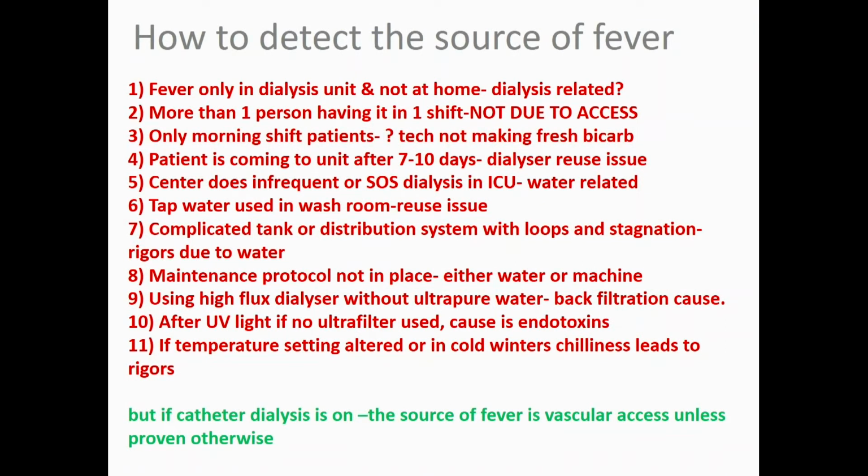I mean, vascular access is easy unless proven otherwise. Somebody with a catheter, the infection source, you must have that as the first priority. Fever only in the dialysis unit and not at home is obviously dialysis related most often. You could have sometimes variation. More than one person having it in a shift is unlikely to be access related. There is something more to it, why more than one person is having it.